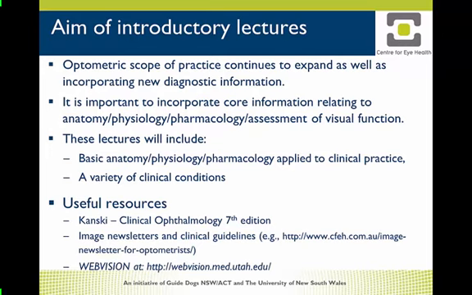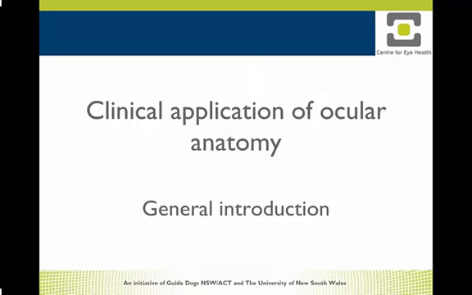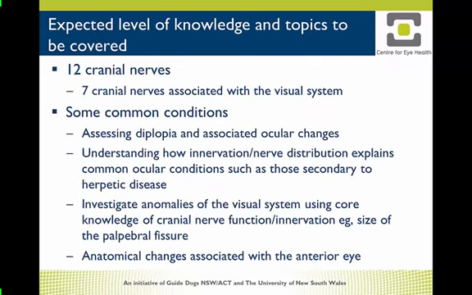We strongly recommend the resource of Kanski Clinical Ophthalmology. There are a range of image newsletters available on our website, and also WebVision has some core information about anatomy, electrophysiology, and also visual psychophysics. So let's begin now looking at some general concepts, and the focus will be on the cranial nerves, 7 of which are associated with the visual system.